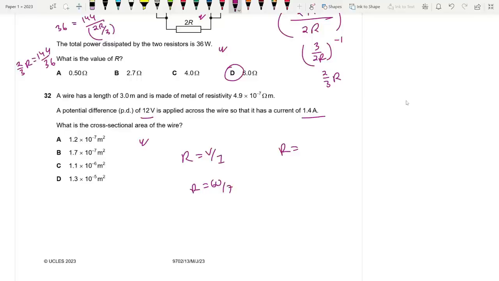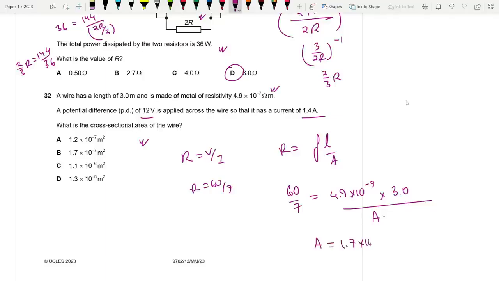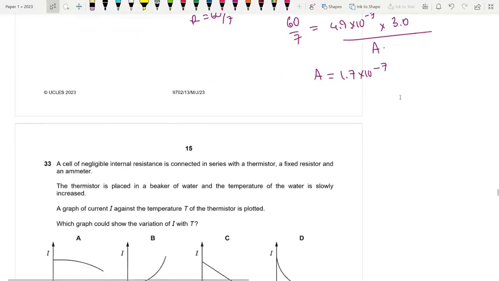The other formula for resistance is rho L by A. So 60 by 7 is equal to rho 4.9 into 10 to the power minus 7, this one, resistivity, times length 3 meters divided by the cross-section area. Let's find out the area. So 4.9 into 10 to the power minus 7 times 3 into 7 by 60. So area, we get a value of 1.7 into 10 to the power minus 7. Good. 32 is B. Next.